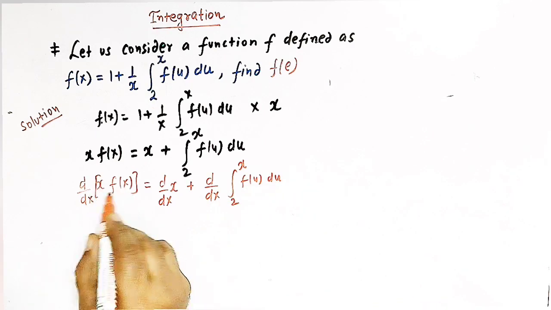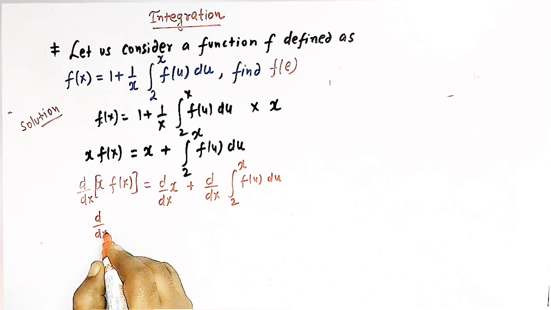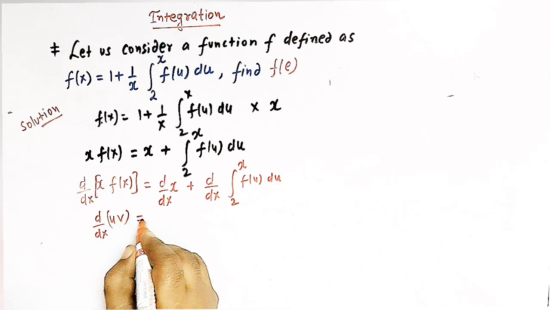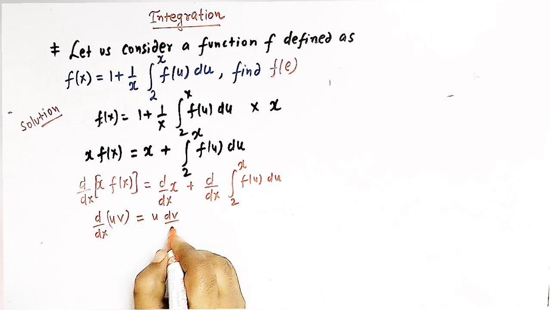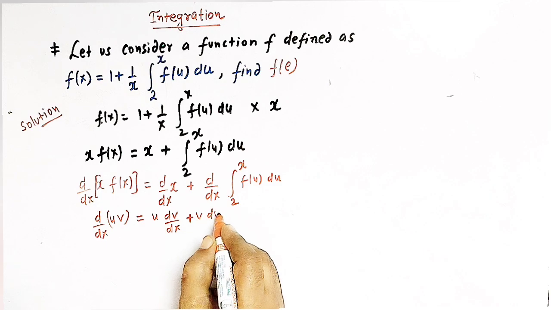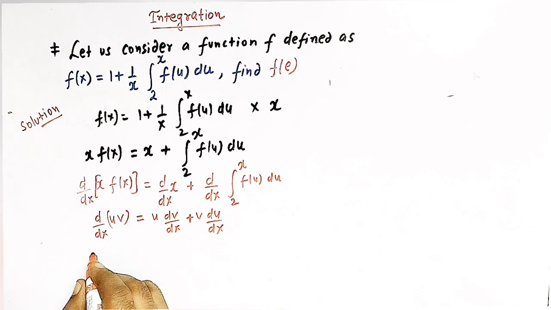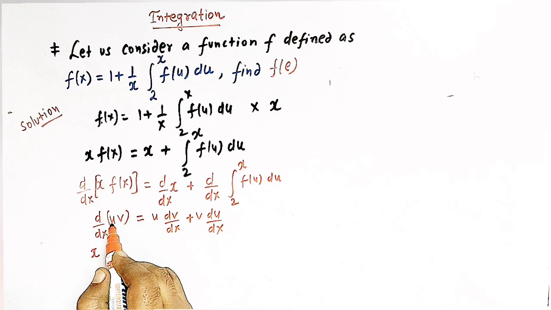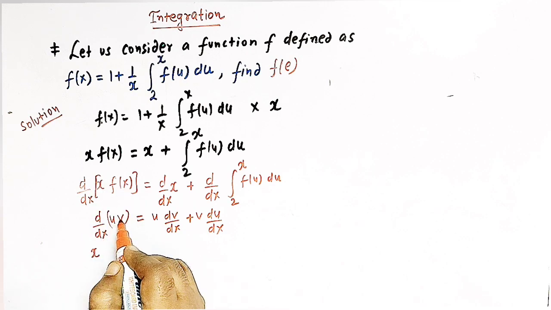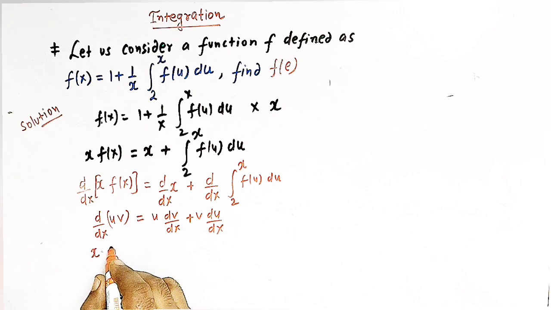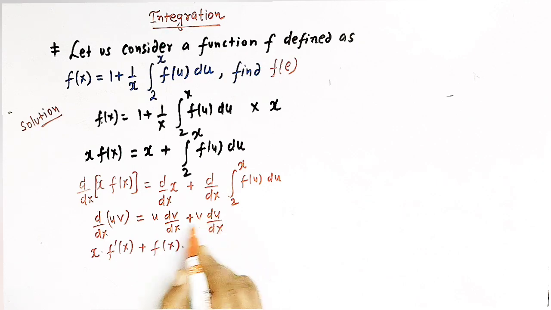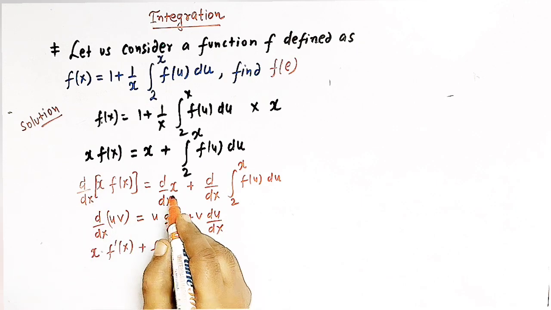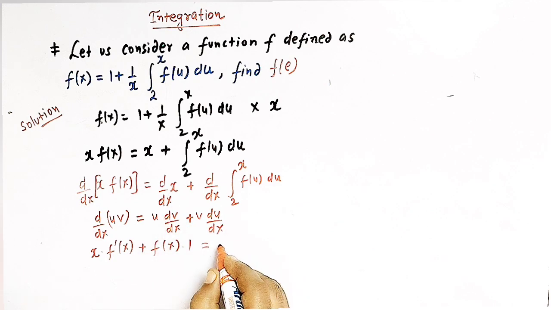Now here we can make use of the product rule, that is the derivative of the product of u and v, which are functions of x: we have u dv by dx plus v du by dx. So here the first function may be taken as u, that is x, and the second is v, that is f of x. So we have x times f prime of x, then f of x times the derivative of x, which is 1. And here the derivative of x is 1.